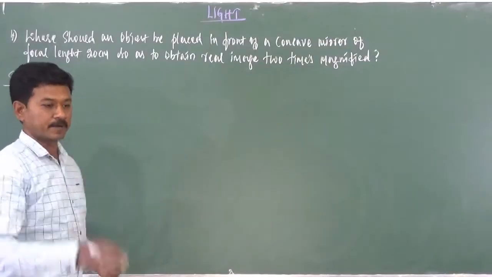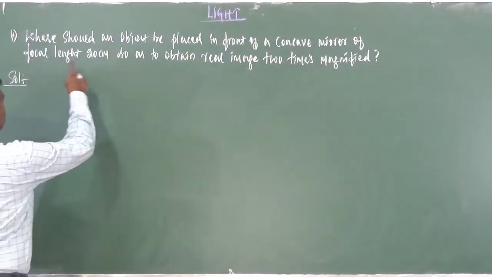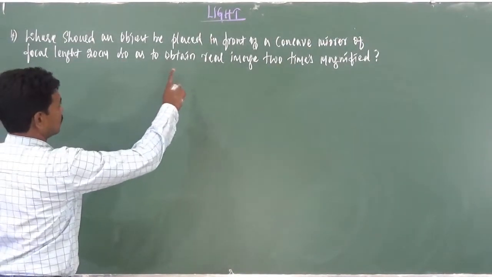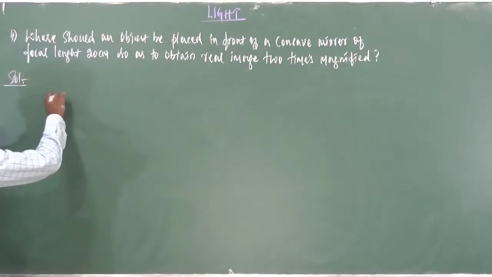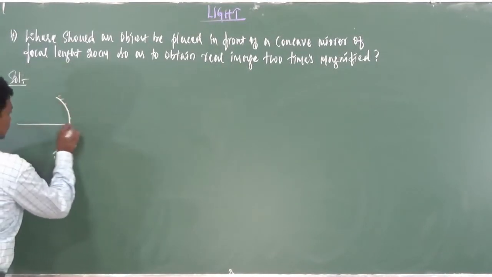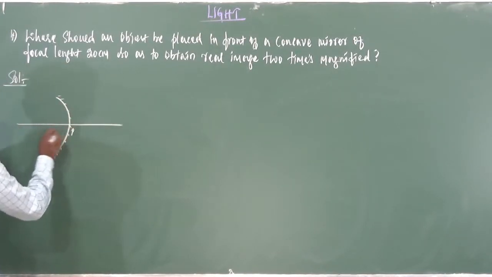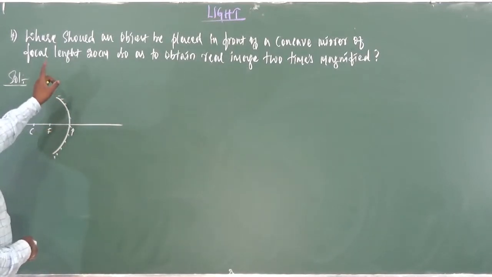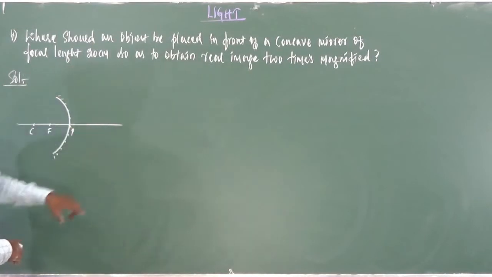Okay, we'll go with the next problem, very important. Where should an object be placed in front of a concave mirror? Let us take this as a concave mirror, silvered at the outer surface. This is the principal axis, that is the pole, center of curvature, and this is the principal focus.